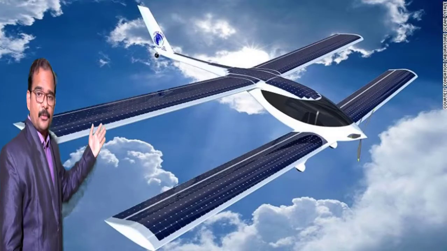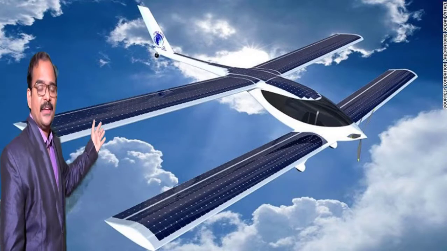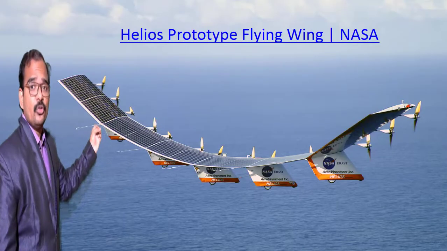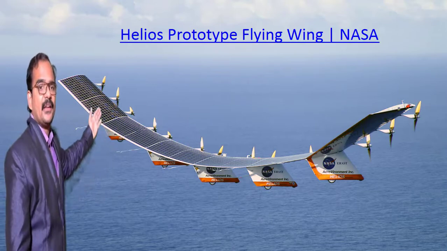You can see different types of aircrafts. This is one such aircraft which has two wings. It installs solar panels on both of its wings. Coming to the Helios prototype flying wing, which was made by NASA. It's a much bigger aircraft.